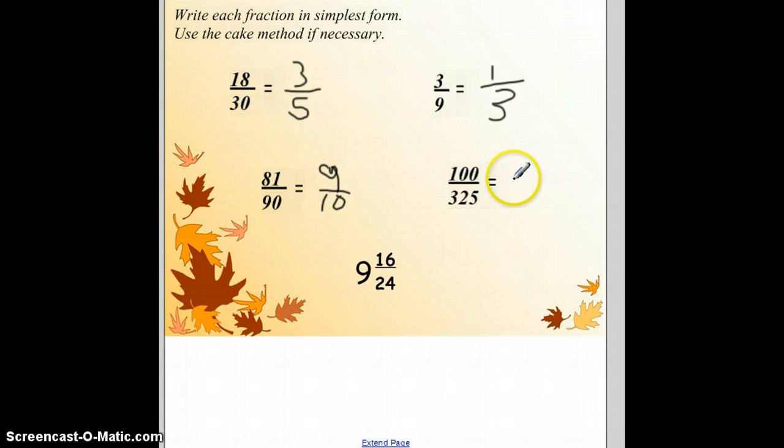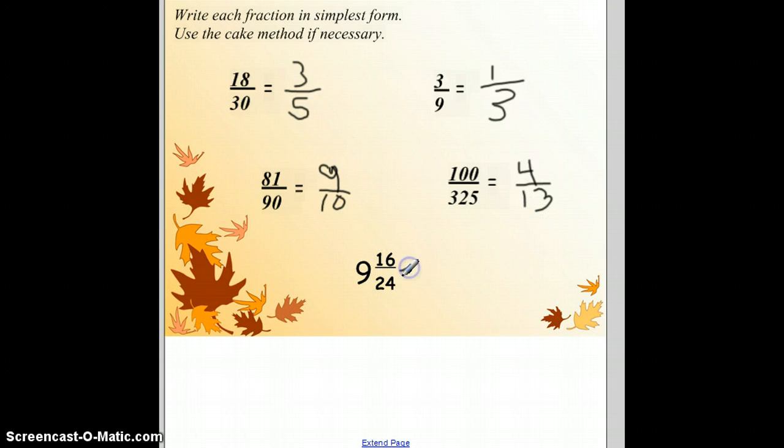100/300. Okay, well, 100 won't work, but let's try 50. 50 divided into 100 is 2. 50 divided into 300 would go 6. Oops, that's not going to work. So it looks like we're going to have to opt for 25. If we go for 25, 25 into 100 is 4. We have 300, so that's 12. And another 25 gives us 13.